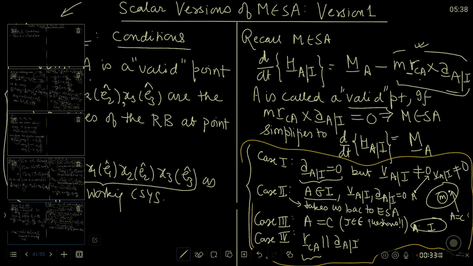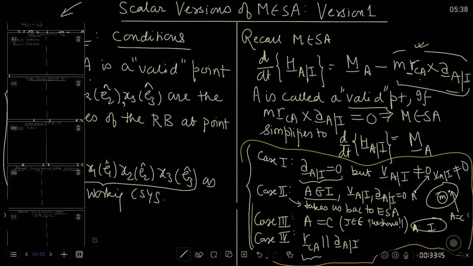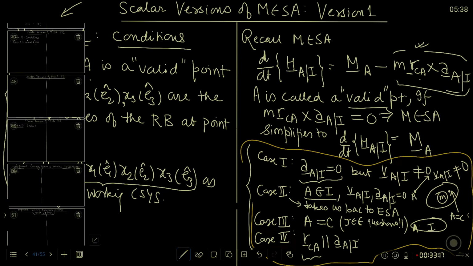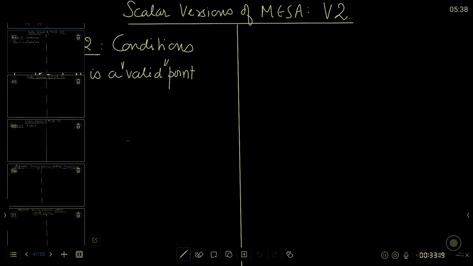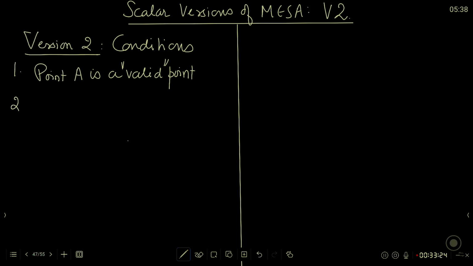Second condition is that the angular velocity of the body is a scalar times a unit vector, where that unit vector does not change with respect to I.